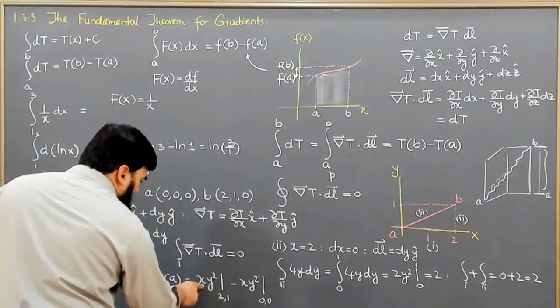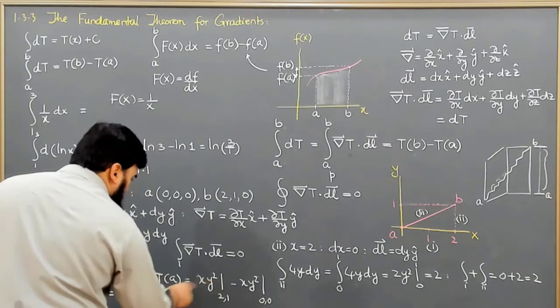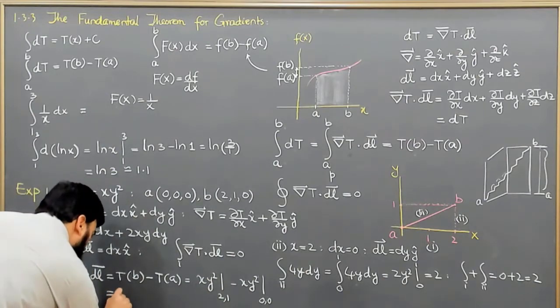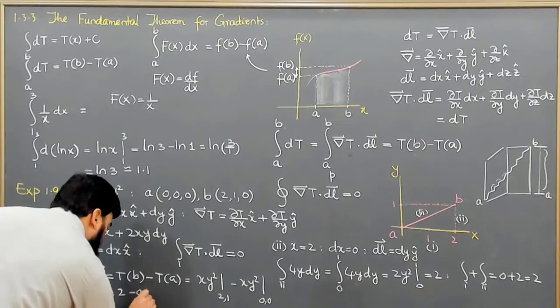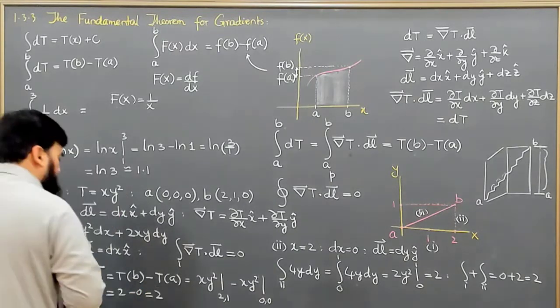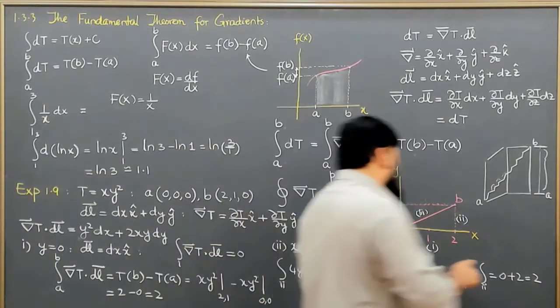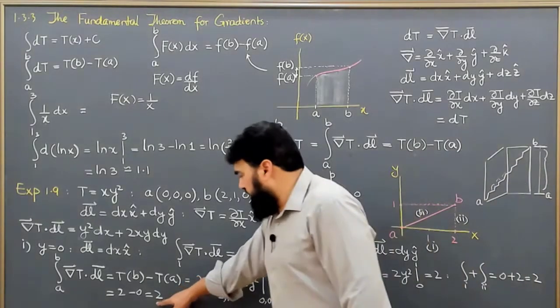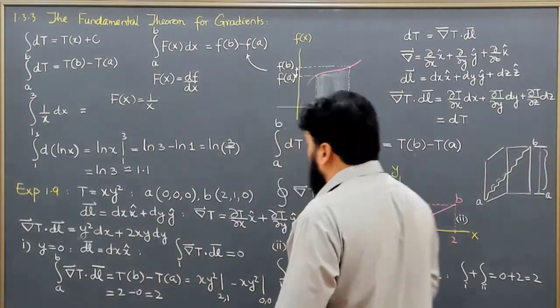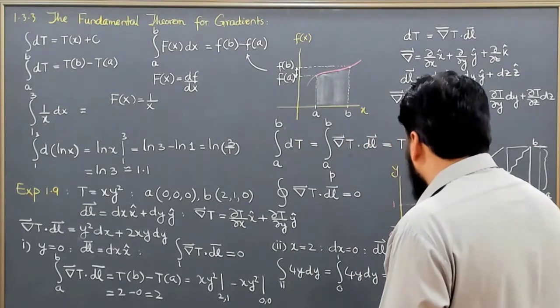So I can subtract this one, I can calculate this one, and this is equal to, write 2 here and then 1 here, so it will become 2 times 1, so 2 minus 0, 0 for both, so 2 minus 0, and this is equal to 2 here. We got 2 here from applying the fundamental theorem for gradients.